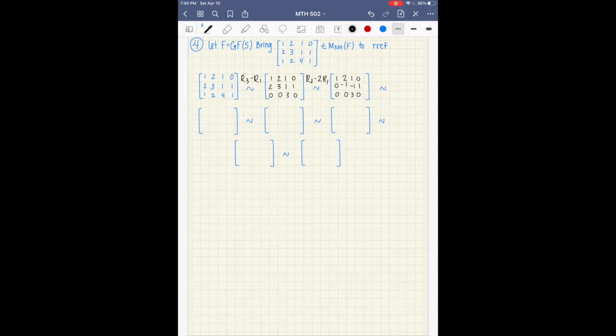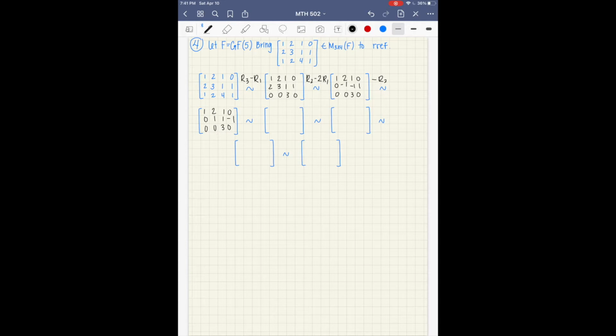So I'm going to take the negative of R2. So when we do that, our top row stays the same. Our bottom row stays the same. But now our middle row is 0, 1, 1, negative 1.